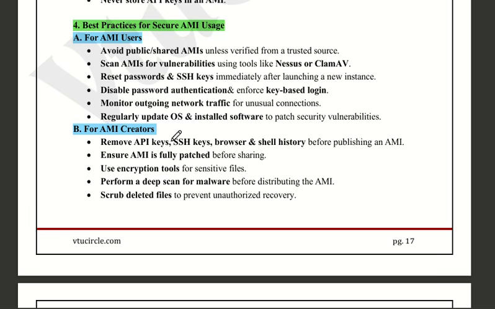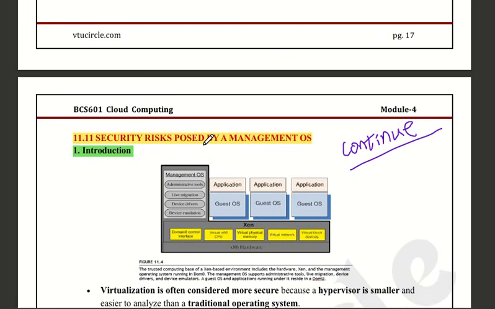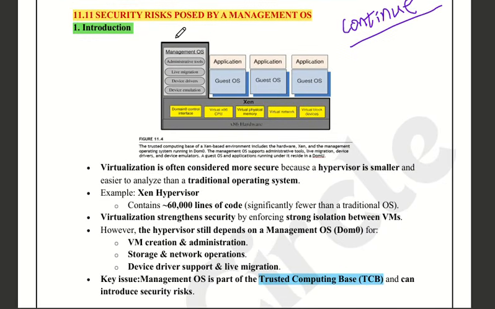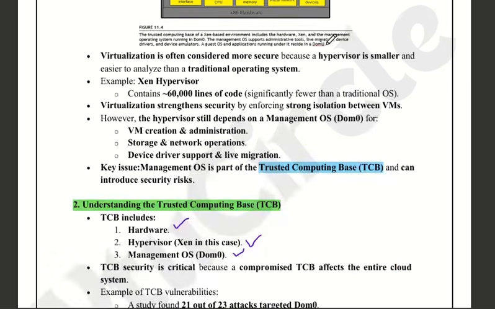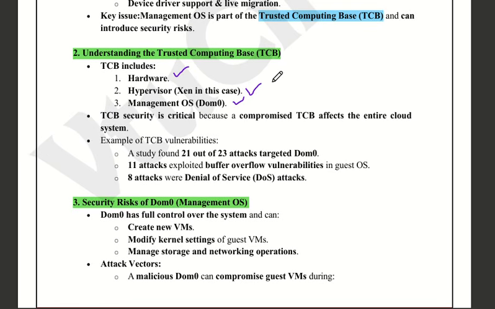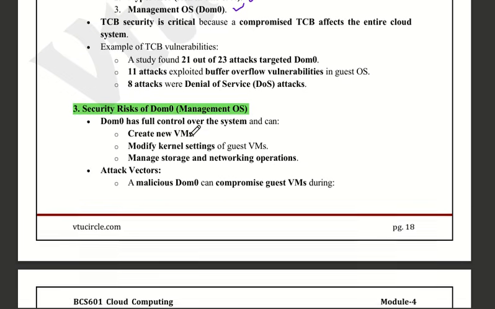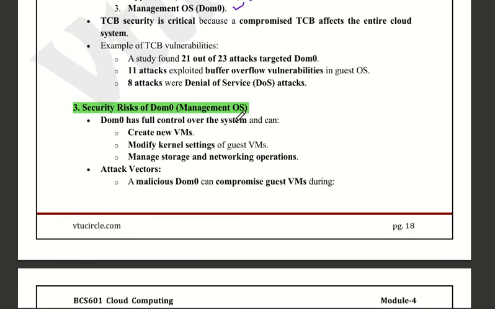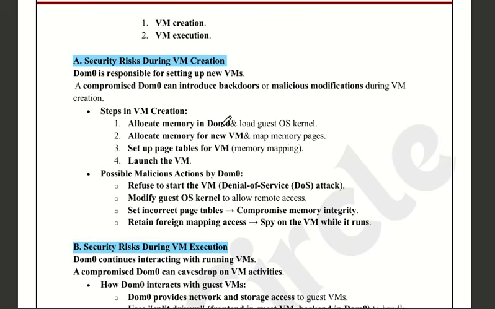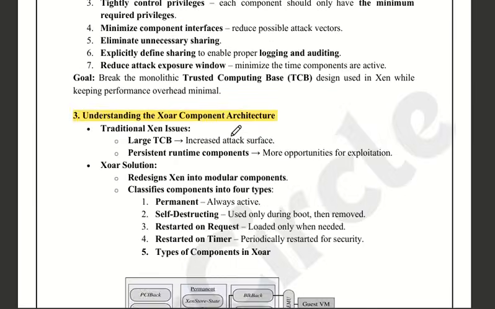This is for AMI users and AMI creators, mentioned for two purposes. Then again, in that question itself, the management operating system is there: the security risk posed by the management OS. Here we understand the trusted computing base, TCB. It includes hardware, hypervisor, management OS, and again the security risk of the Dom0 management OS. These are the parameters, you just go through that concept.